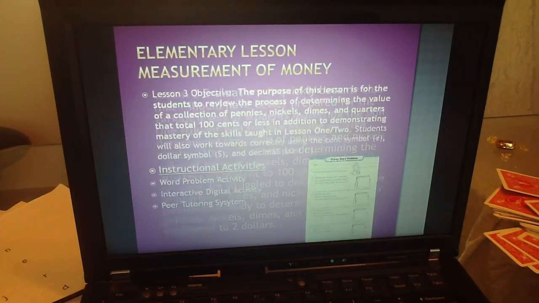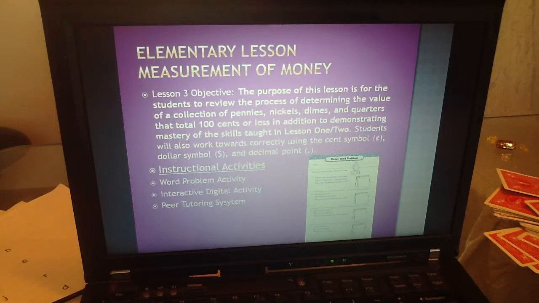During instruction for lesson 3, I had the students build on their previous knowledge and determine the value of a collection of coins whose total is 100 cents or less, as many of them were not yet ready to move on to more advanced skills. The students also received instruction on correctly using the cent symbol, dollar sign, and decimal point, although they had been exposed to most of these symbols throughout the lesson. The students completed a word problem activity and took a virtual tour that guided them through an informational roller coaster of coins in the interactive digital activity.